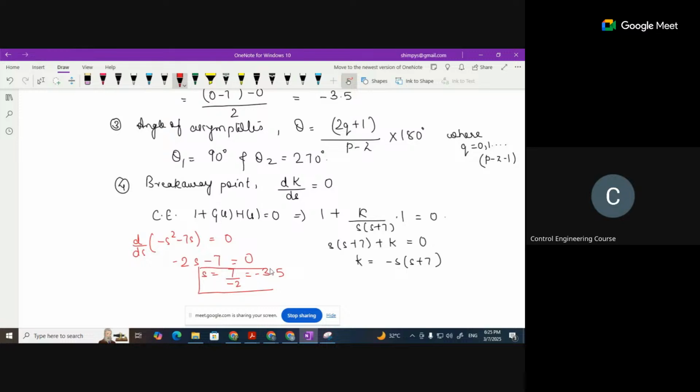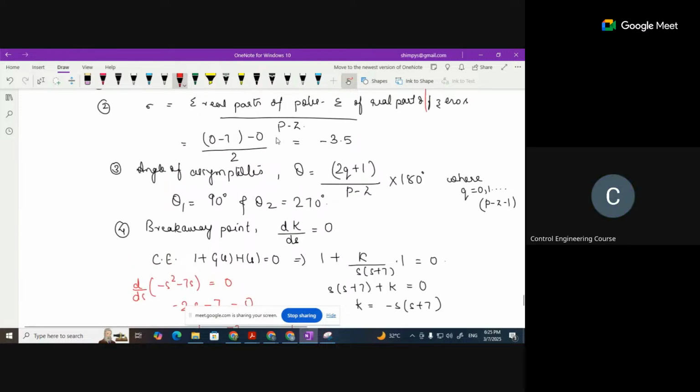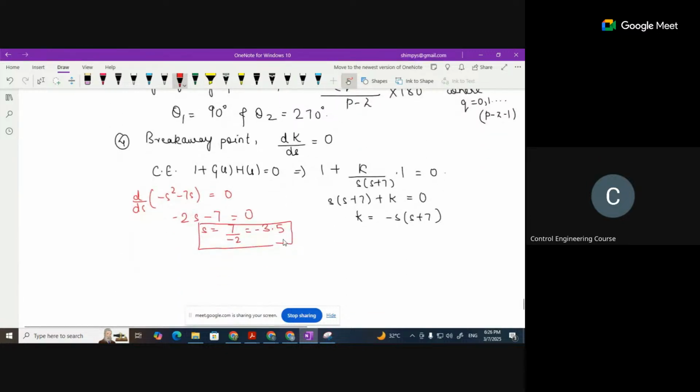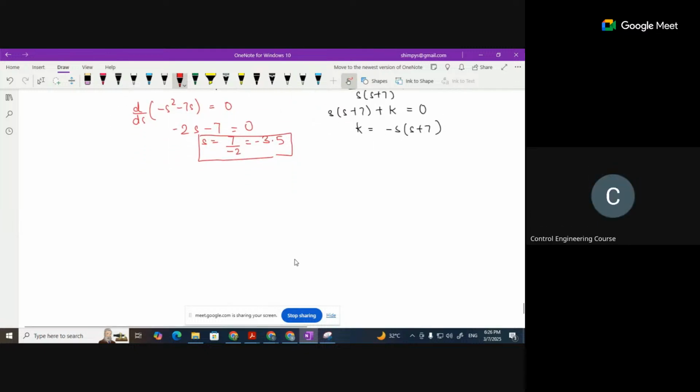So you can see here that the centroid, that is your minus 3.5, as well as your breakaway point also comes at minus 3.5, right? Is it clear up till here? Yes, ma'am. Okay. Now let us complete the root locus.